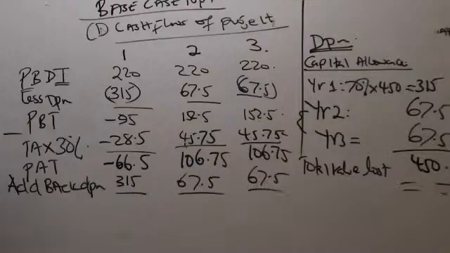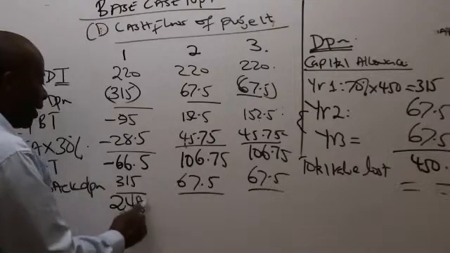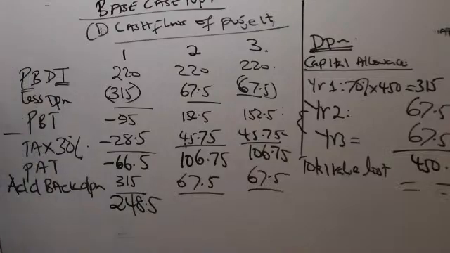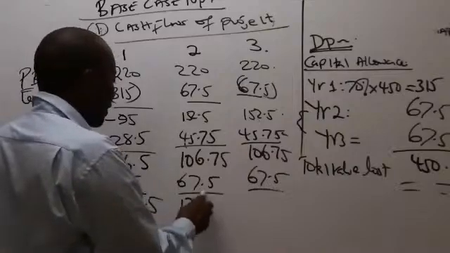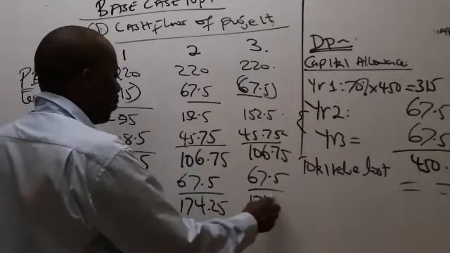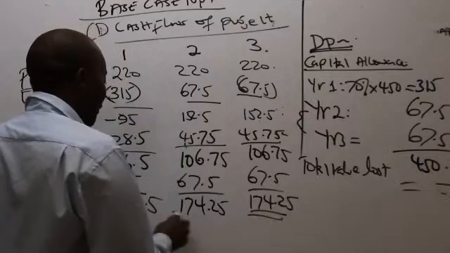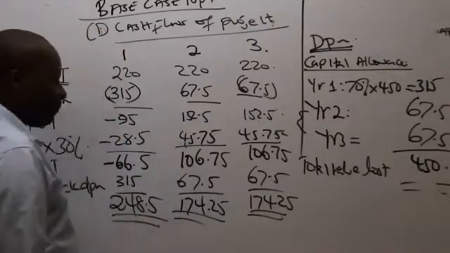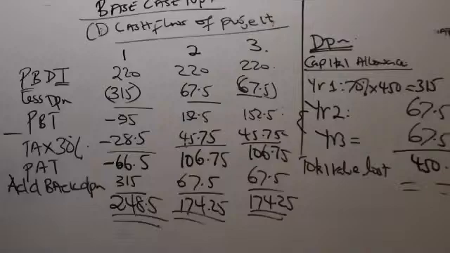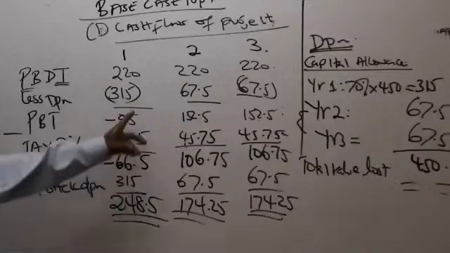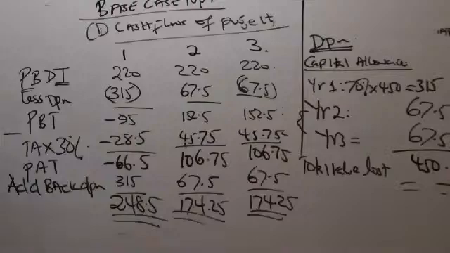So Mary gives me the first one as 248.5. How about the second one? 174.25, like that. Thank you very much. So please, let's go ahead and discount these cash flows.